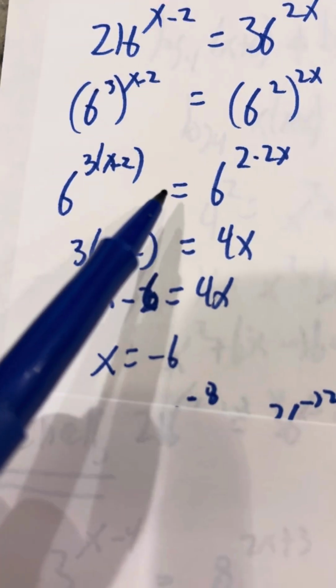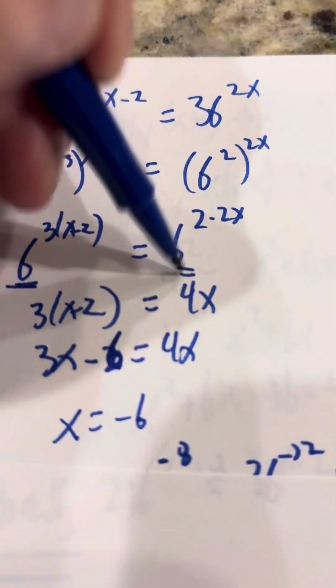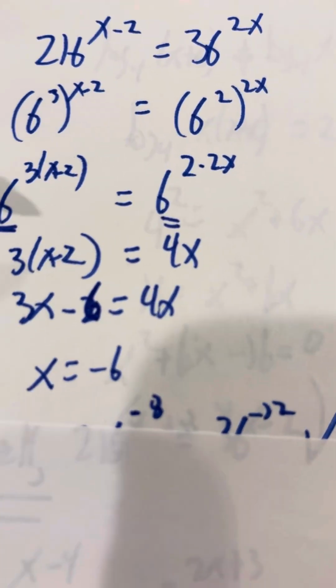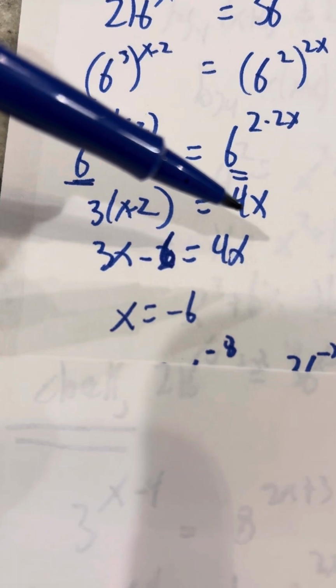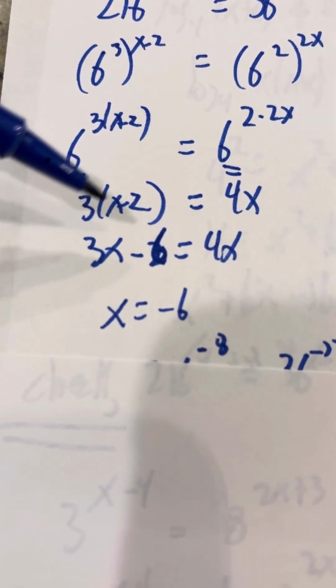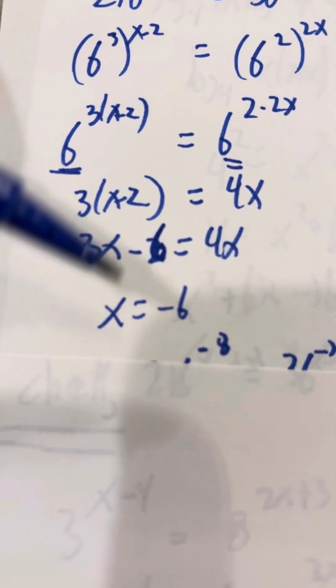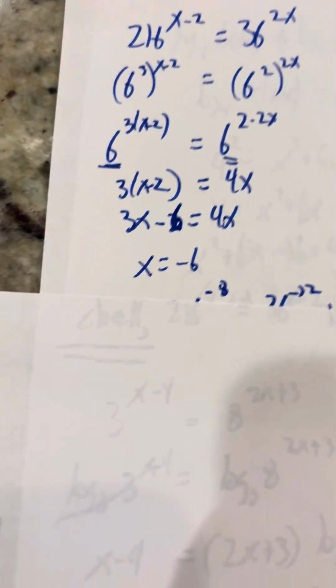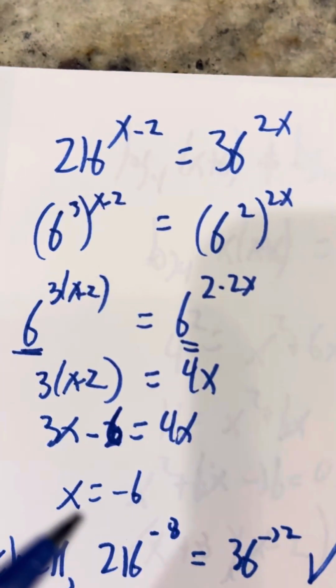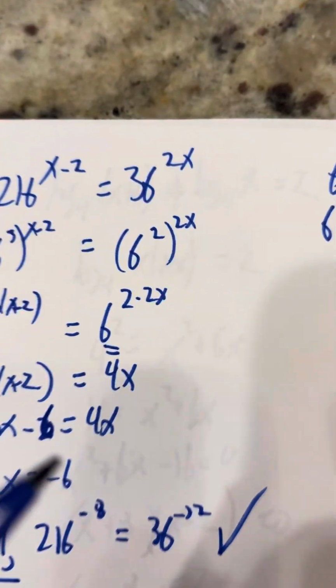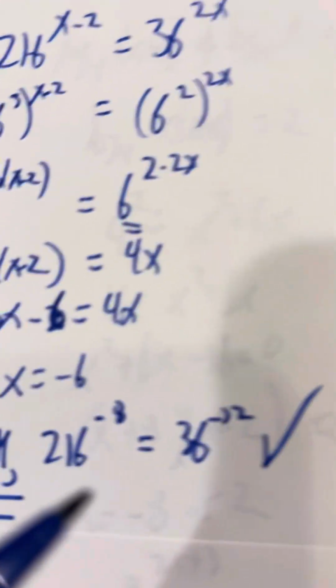And if these are equal, which they are, and they have the same base, which they do, well, then the exponents have to be equal. So 3 times x minus 2 equals 4x, and we know how to solve this. Distribute: 3x minus 6 equals 4x, so x equals negative 6. Now you'd probably want to check that, so plug in negative 6. Well, that would make this 216 to the negative 8th. That would make that 36 to the negative 12, and those are equal.